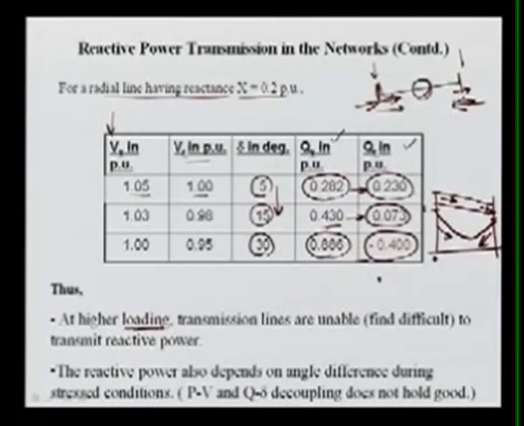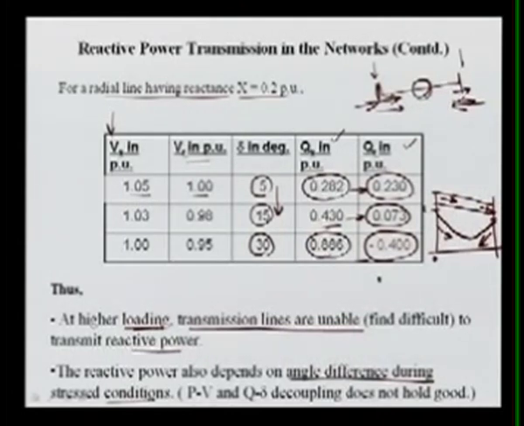So at higher loading, this analysis suggests that the transmission lines are unable, or find it difficult, to transmit reactive power at this higher loading. The reactive power also depends on the angle difference during the stress condition. No doubt this angle is also very important, and the P-V and Q-delta decoupling does not hold good.